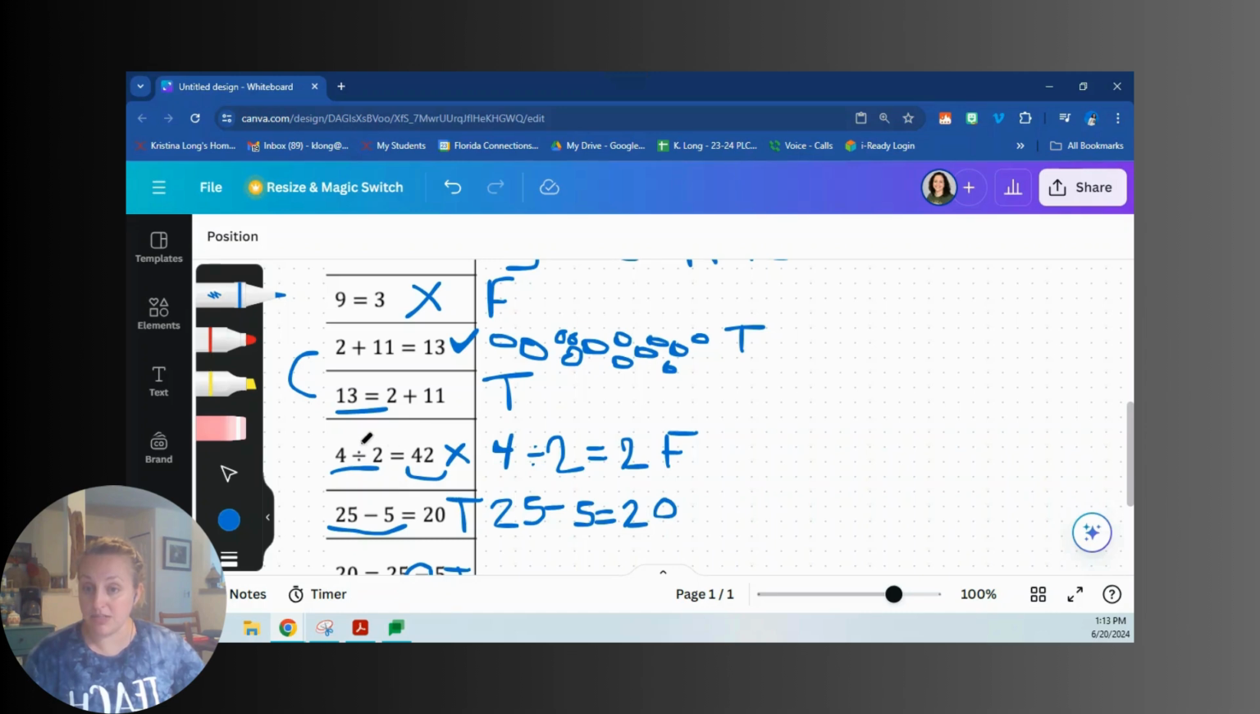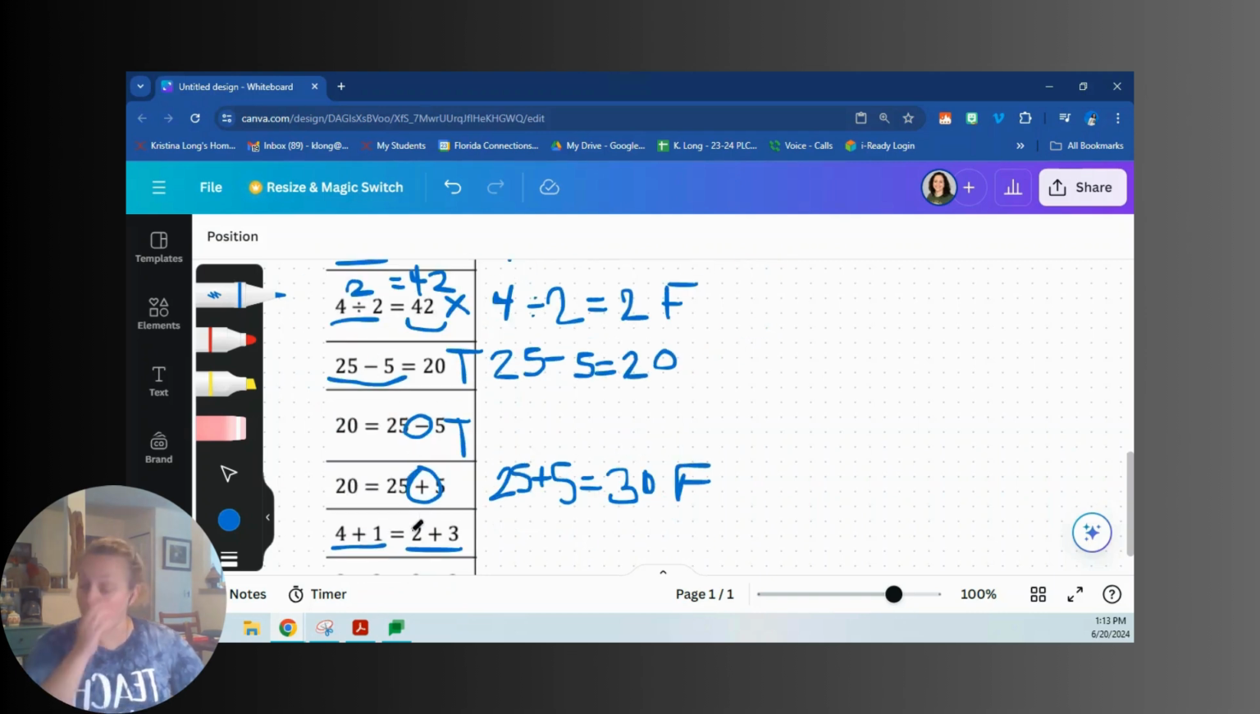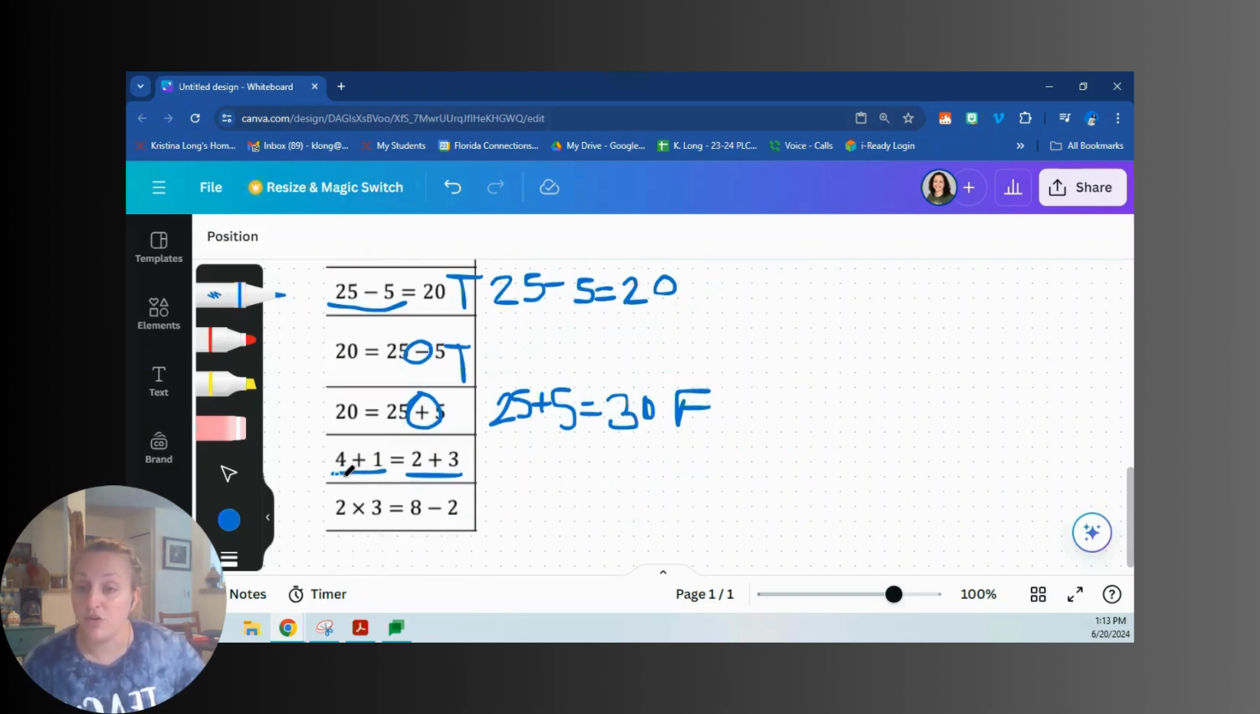So right here, what were we doing? We were saying 2 is equal to 42. Nope. Over here, what we were doing, we were saying 13 is equal to 13. Yep. Okay. We're getting it down to one number on either side. So let's figure this out. 4 plus 1 is equal to 5. Okay. 2 plus 3 is equal to 5. Is 5 equal to 5? Yep, it is.